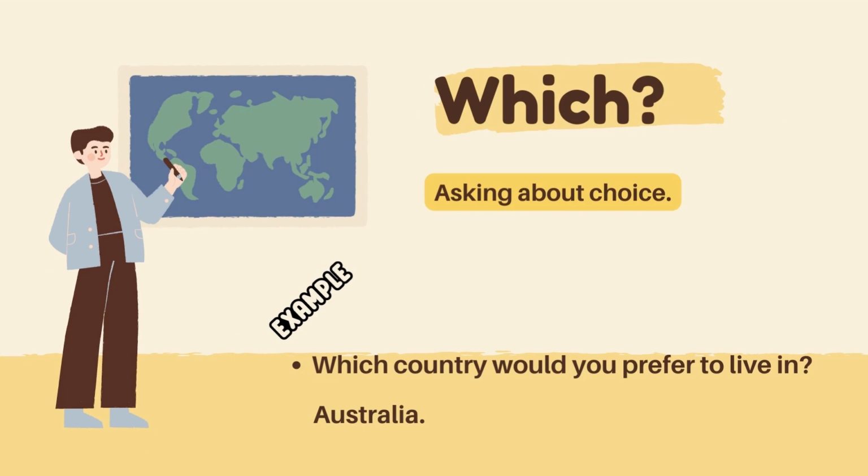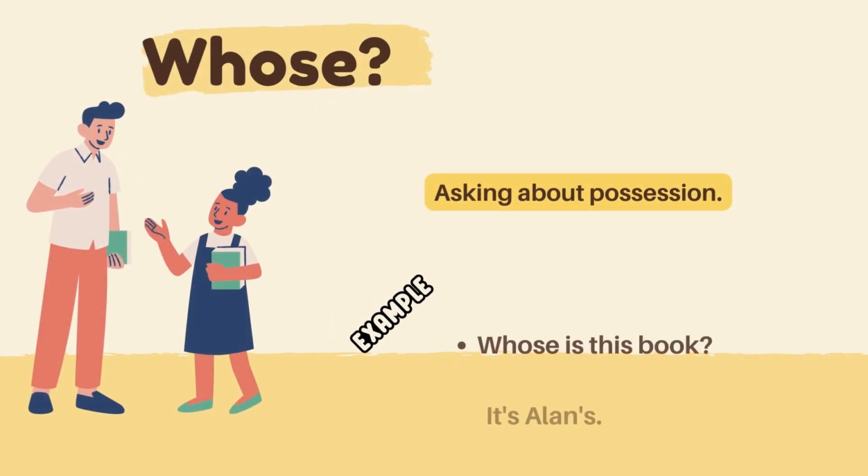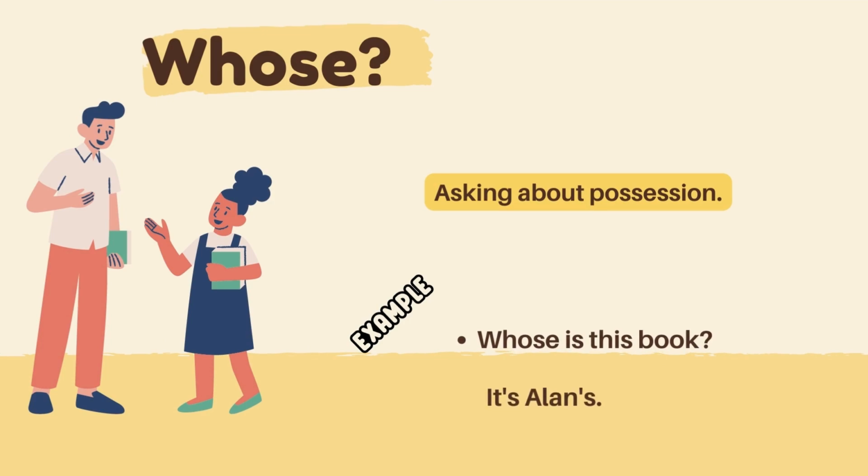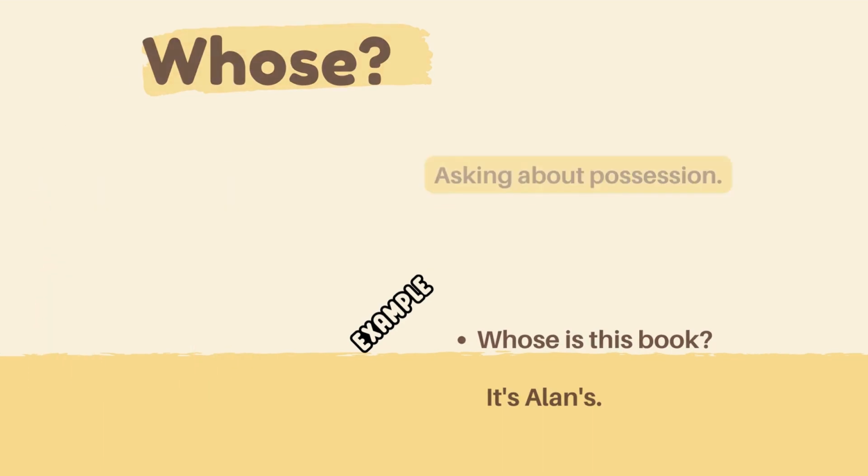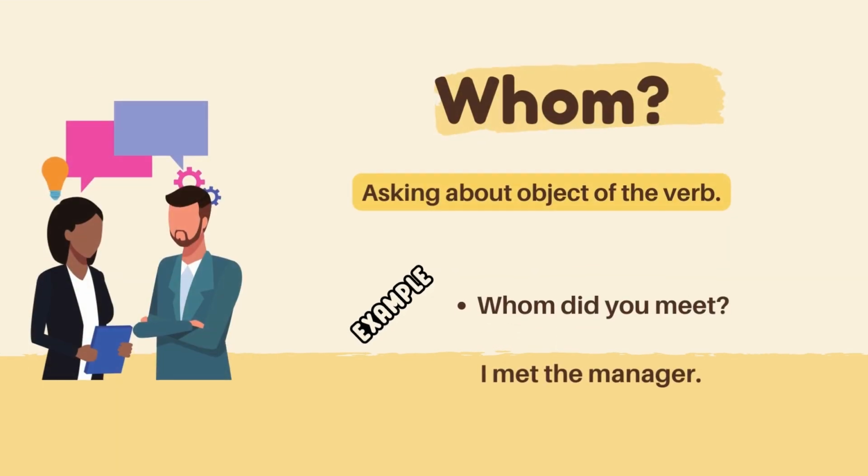We use which for asking about choice. For example, which country would you prefer to live in? Australia. We use whose for asking about possession. For example, whose is this book? It's Alan's. We use whom for asking about object of the verb. For example, whom did you meet?